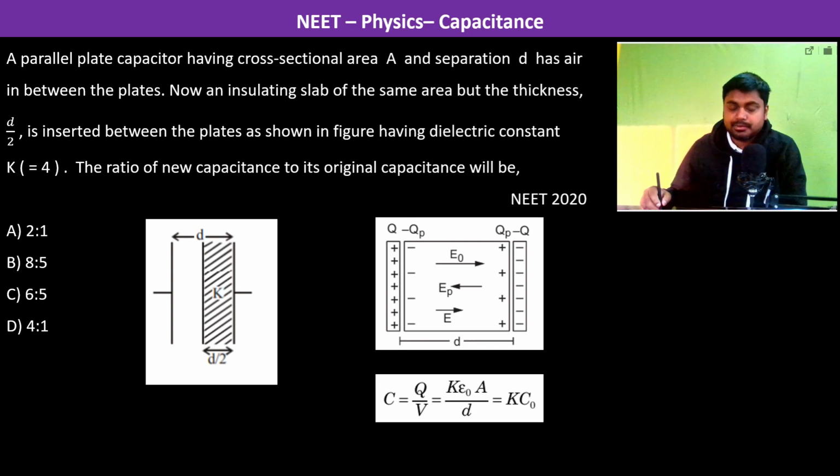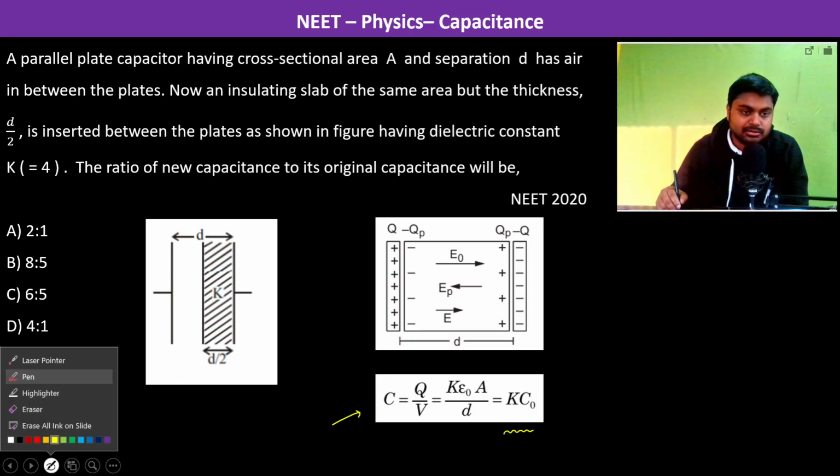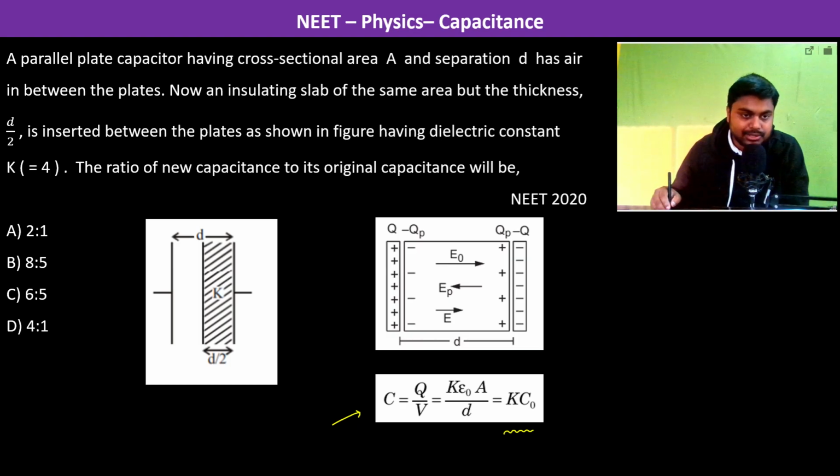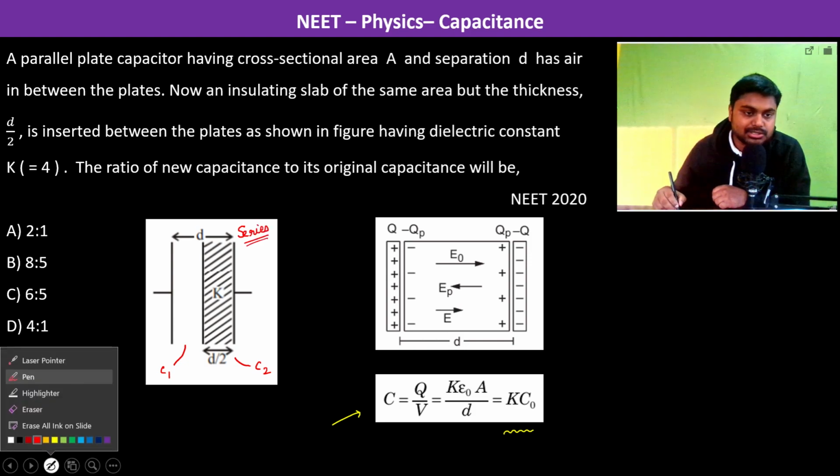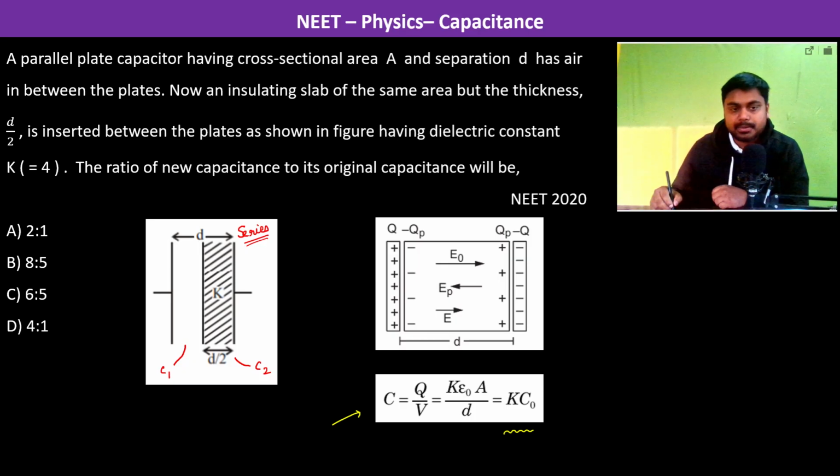A capacitor, when filled with a dielectric, has its capacitance increased to K times the original capacitance. So now in this case, what is happening? We can treat this as one capacitor C1 and this as another capacitor C2, and both of them are connected in series.